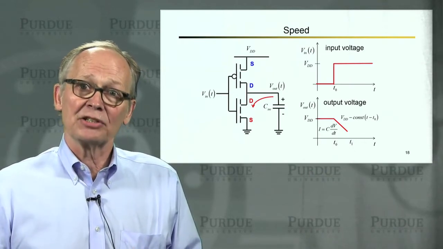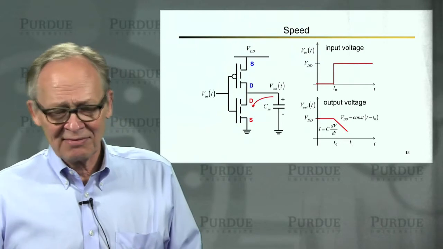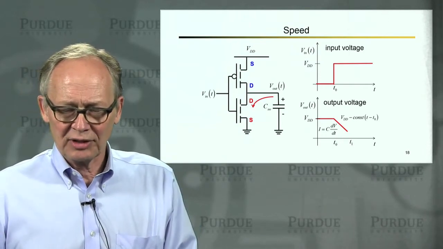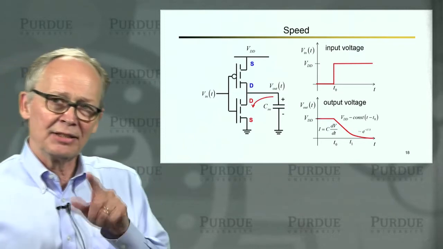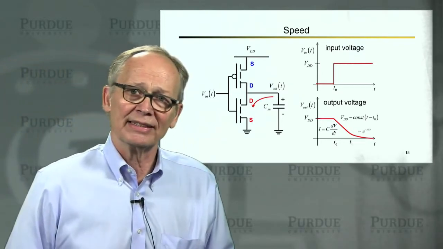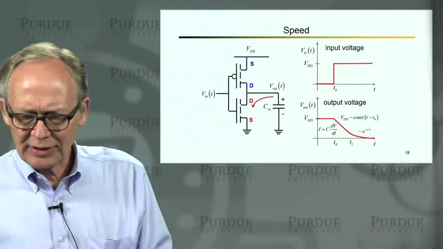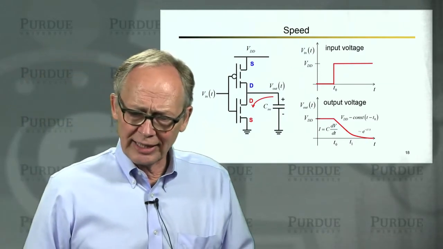In the linear region, the transistor is like a resistor. Then we're just discharging a capacitor through a resistor, and you'll remember that that goes as e to the minus t over tau, where tau is the RC time constant. So that's what the discharge cycle looks like.